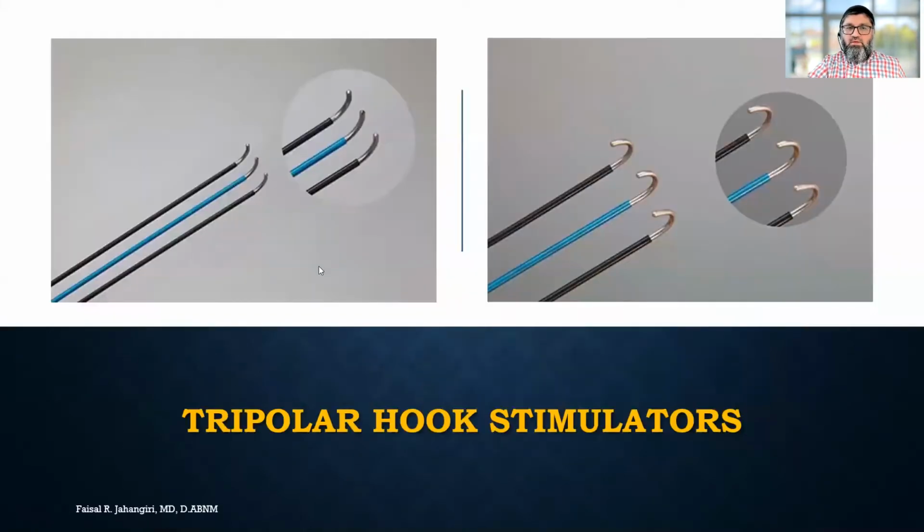The tripolar hook stimulators again come in different sizes. You can have a full hook and a semi hook. They can also have a 90-degree hook.